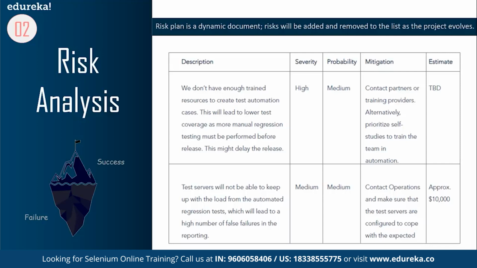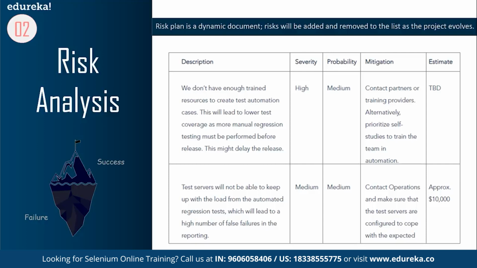What will happen if the risk becomes reality? How hard will it hit the project? Then you have something called probability. What is the likeliness that it can occur? Then you have mitigation. What can be done to minimize the risk? And then you have cost estimate in the end. What is the cost of mitigating the risk? What is the cost of not doing it? Well, these are just basic parameters. You can consider several more.